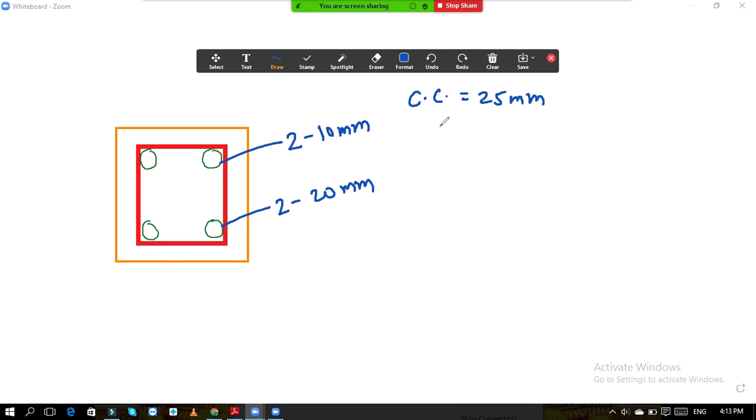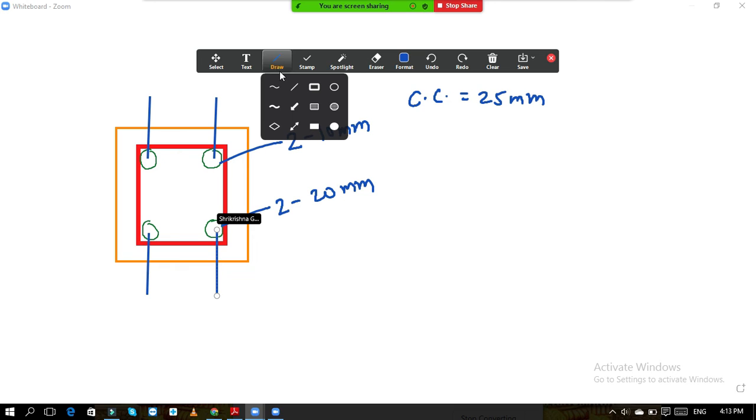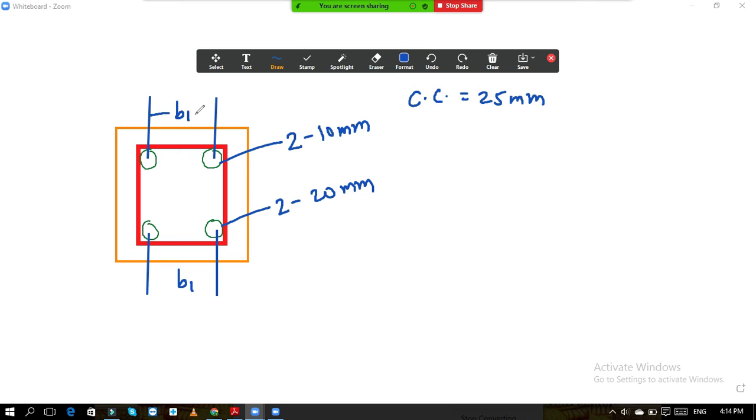Just pay attention over here. Don't write anything from this. So now I want to calculate B1. So B1 is nothing but the center to center distance of this. Okay, at top this is my center to center distance, and if I go at bottom then this is my center to center distance. Okay, for B1. So here it is B1, here also it is B1. Okay, just we are talking about B1 only, because there is no such question for D1.